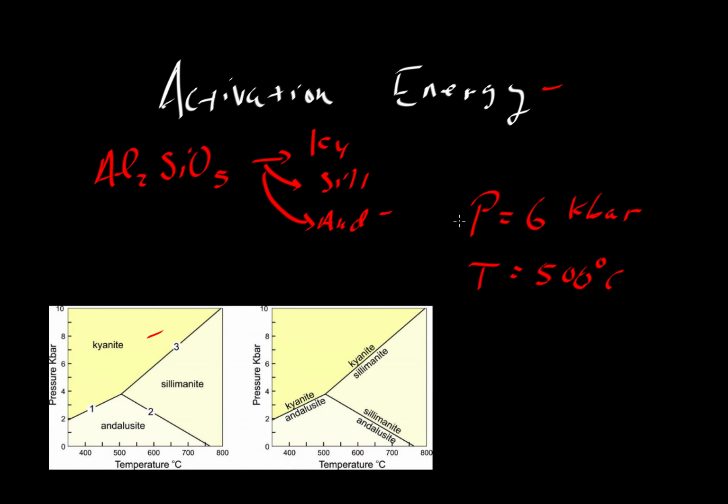So at this set of PT conditions, here's 6 kilobars there, 500 degrees is about there. Those conditions intersect here. They intersect in the kyanite field. So that means kyanite is stable.